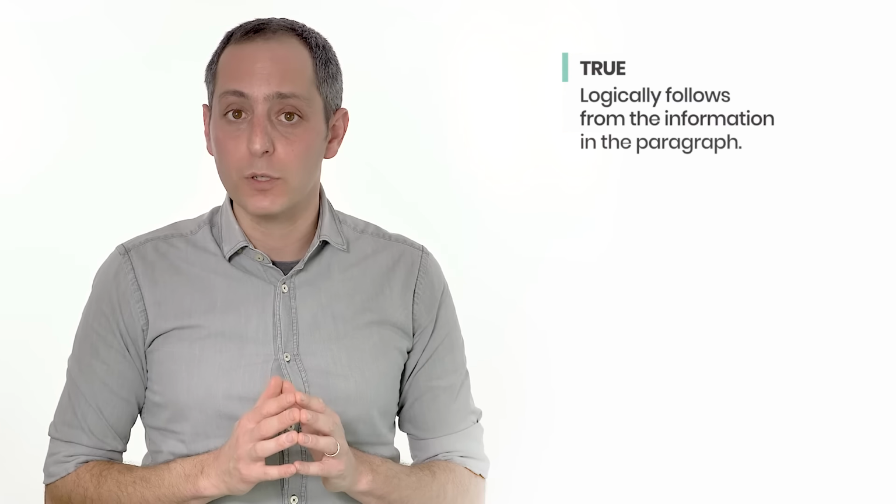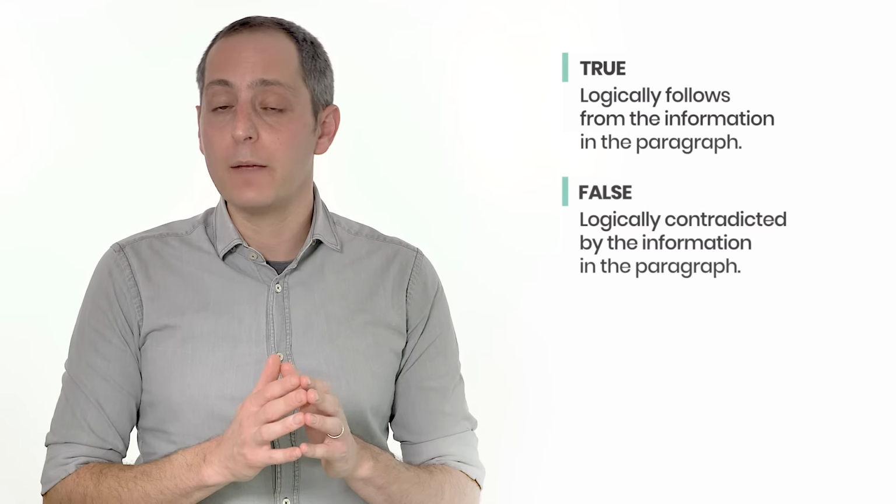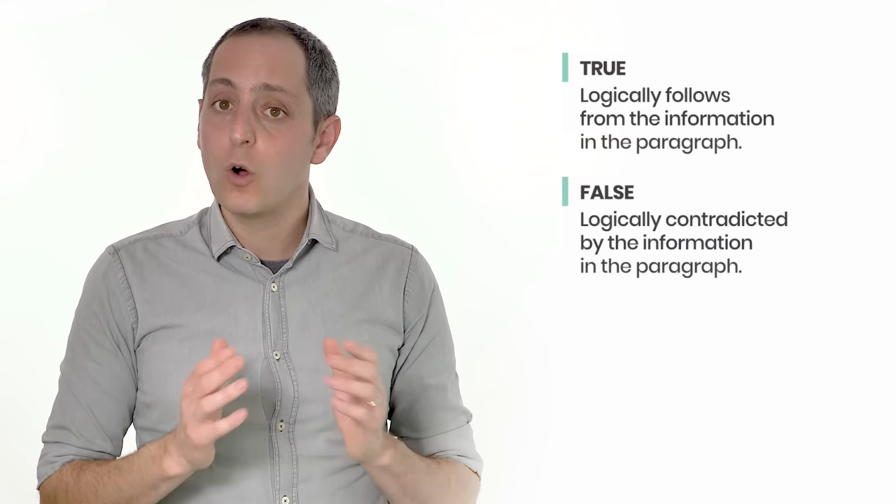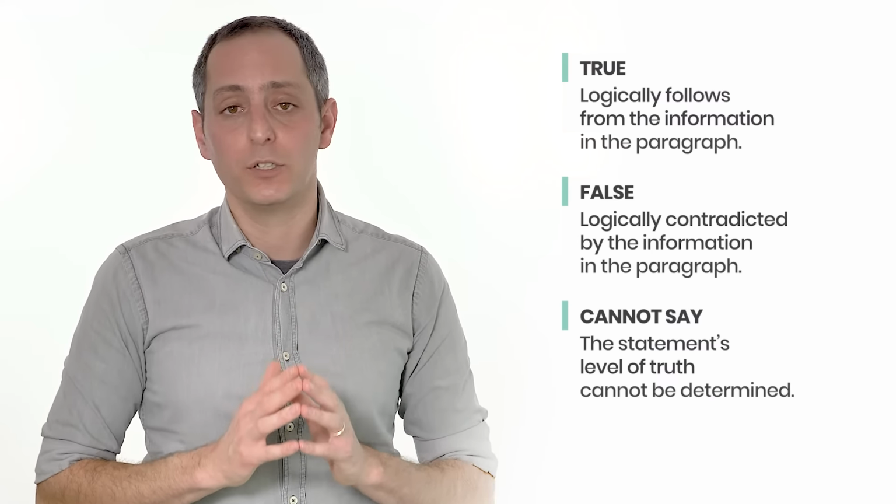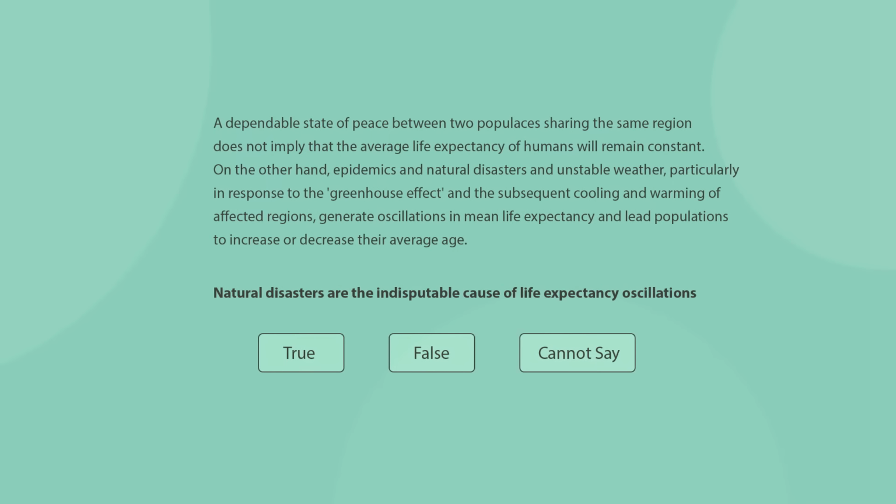Say. In this type of question, you will be presented with a short paragraph and related statement. You will need to decide whether the statement is true, that is, logically follows the paragraph, false, namely contradicted by the paragraph, or that its level of truth cannot be determined. And, as ever, here's a sample question for you to try. Pause the video, solve it, and let's move on.